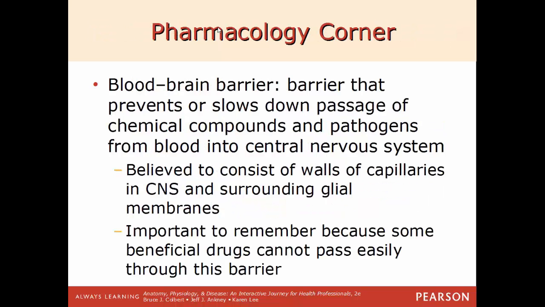All right, we'll end this chapter with our pharmacology corner. We'll talk about the blood-brain barrier. This is the barrier that will prevent or slow down the passage of chemical compounds and pathogens from the blood into the central nervous system. Now, it's believed to consist of walls of capillaries in the CNS surrounded by glial membranes, in particular the astrocytes. And this is important to remember because some drugs that are beneficial can't easily pass through this barrier.